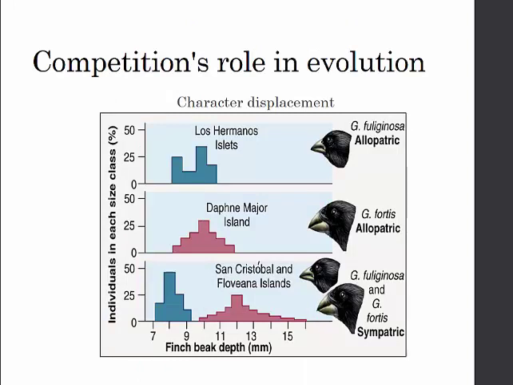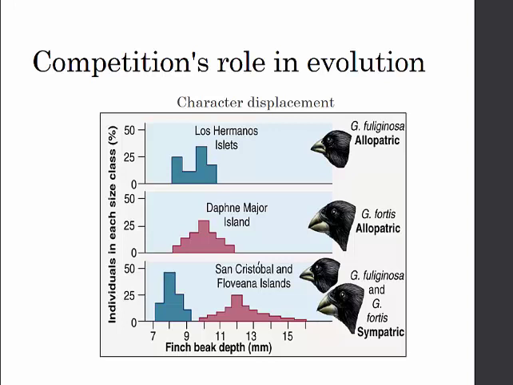Even stronger proof of this comes from situations where two competing species from an ecosystem also live in different areas where the other species is absent. In this example, we're looking at two species of finches from the Galapagos Islands. At the top, we see that only G. fuliginosa lives on Los Hermanos Islets, while in the middle panel, we see that G. fortis lives only on Daphne Major, another island.